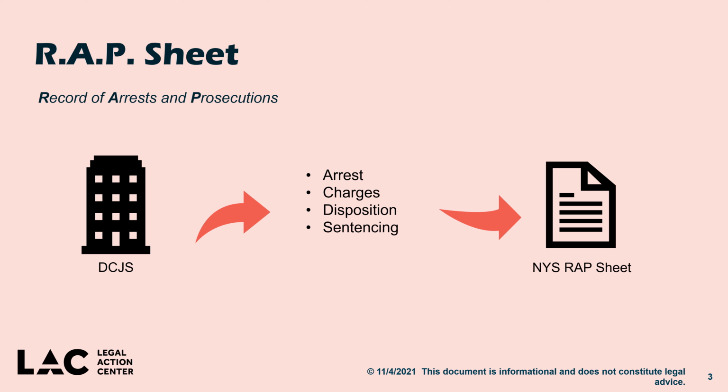Rap sheet stands for Records of Arrest and Prosecutions. Rap sheets are maintained by the New York State Division of Criminal Justice Services, also known as DCJS. Anytime you get fingerprinted, your arrest record, conviction history, and all court activity are recorded on your rap sheet. Rap sheets report arrest, court case decisions, and sentencing.